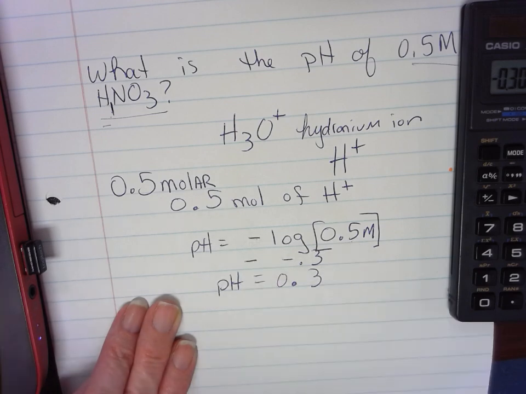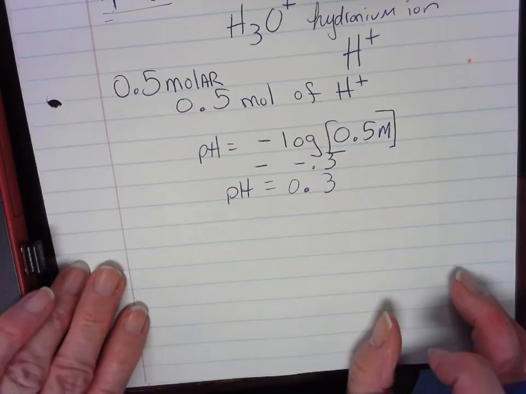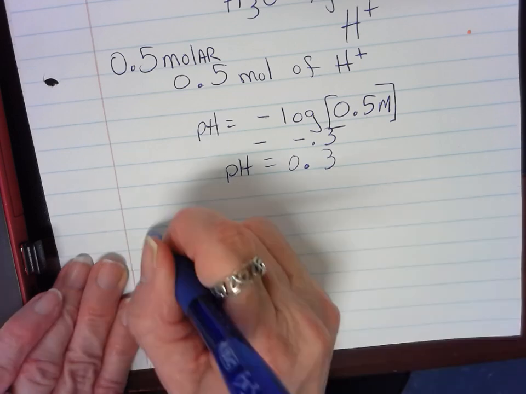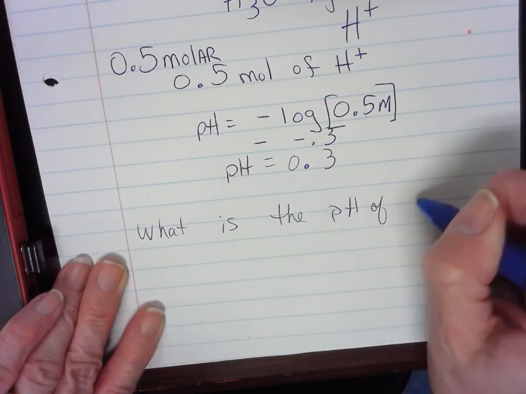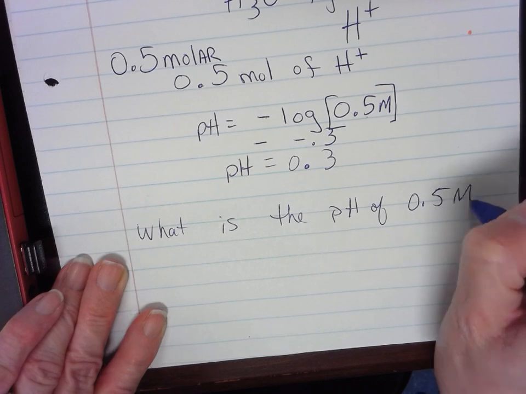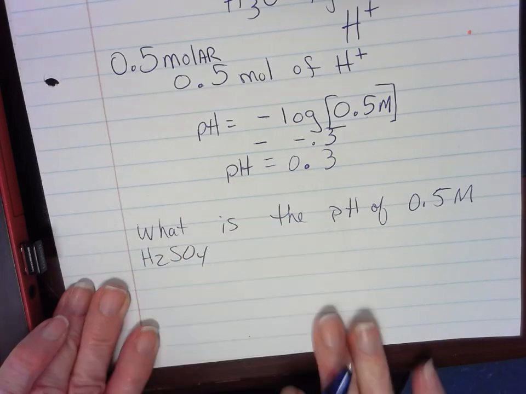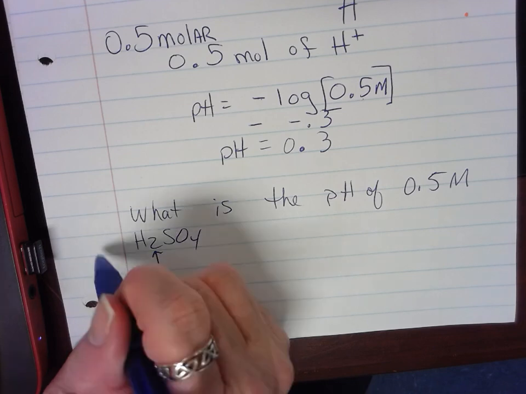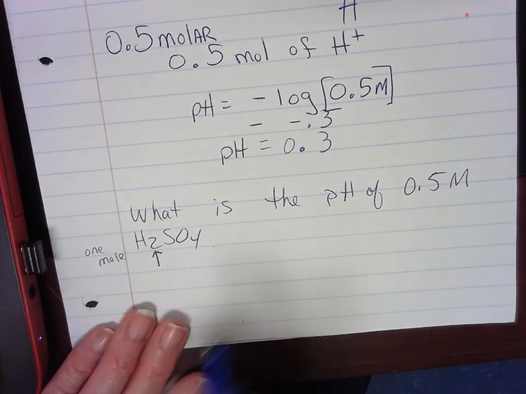Okay, now let's give you an example of something where you have two hydrogens, like sulfuric acid. Let's do the same thing. Let's say, what is the pH of 0.5 molar solution of H2SO4? Notice in this case, for 1 mole of H2SO4, we have 2 moles of hydrogens. Do you see that?